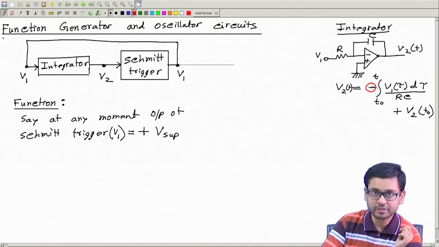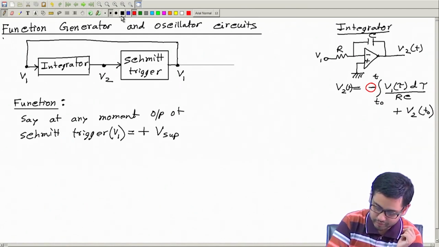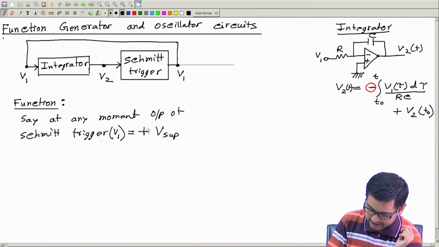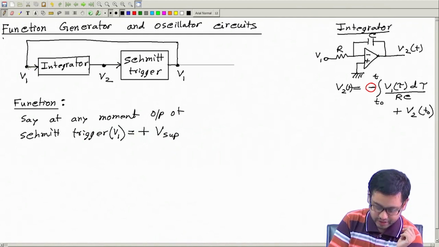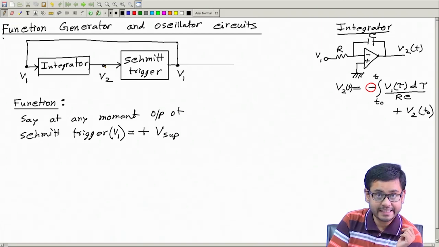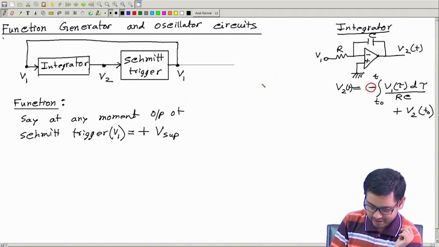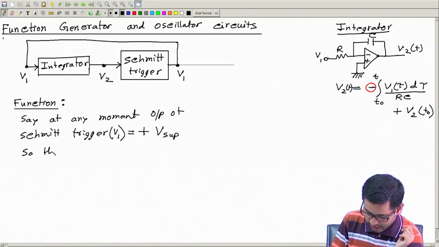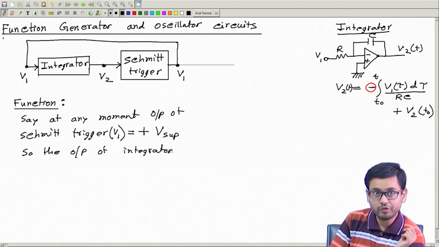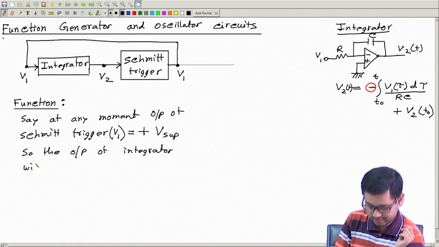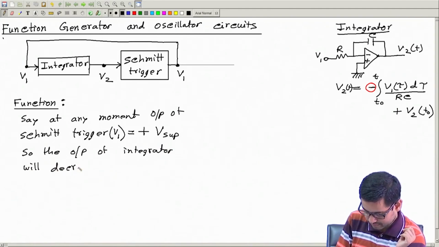Because of this minus sign, what will happen now? This is positive, and if this is positive, then the output will decrease because of this minus sign. So the output of the integrator will decrease continuously with time.